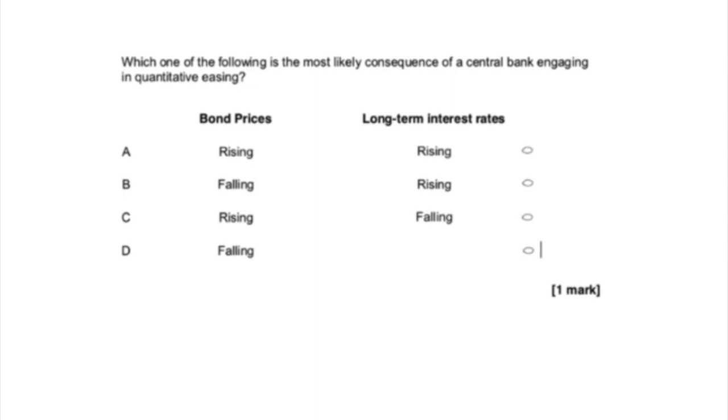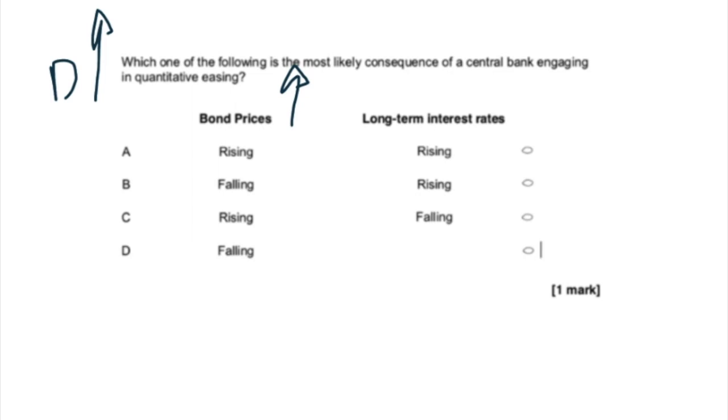Okay, so QE, quantitative easing. Just a reminder what it is, it's electronically generating money in order to buy bonds. So because they're buying bonds, demand for bonds is going to rise. And when the demand for bonds rises, the bond price also rises. And that's just a simple law of supply and demand. So the demand for bonds rises, the bond price rises.